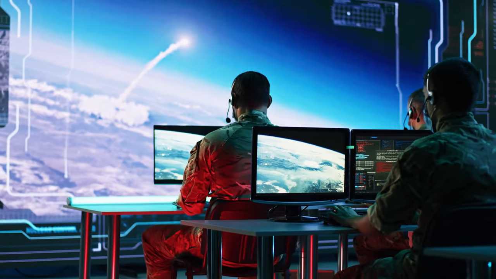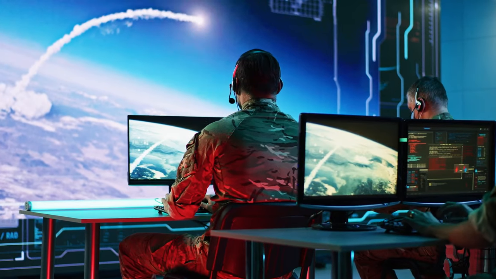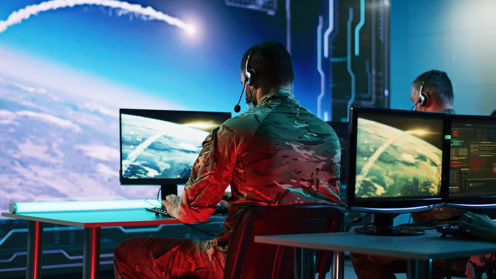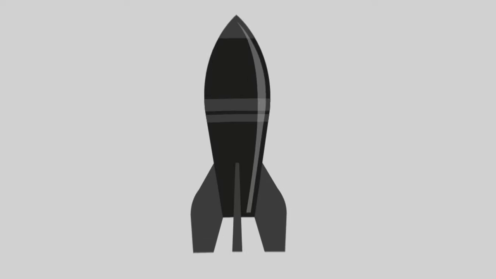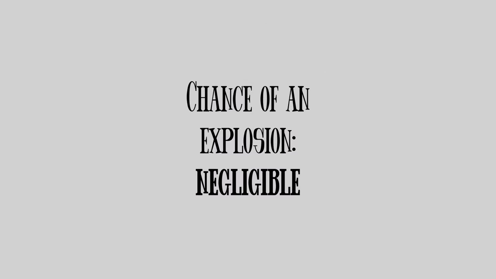Now, there are countermeasures that could destroy a nuclear missile before it reaches its target and detonates, but nuclear ICBMs aren't easy to shoot down. If such anti-ballistic missiles were to hit a nuclear missile in the air, it is highly unlikely that the latter would explode and cause a nuclear reaction.